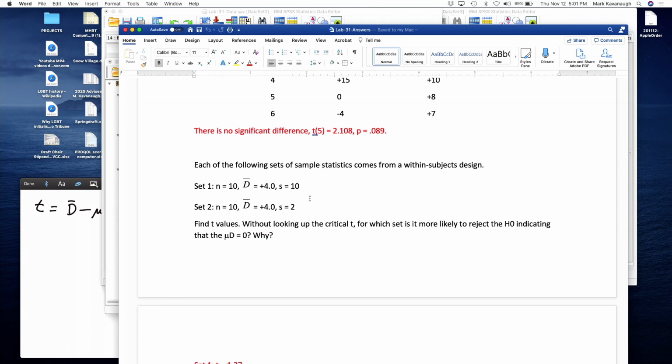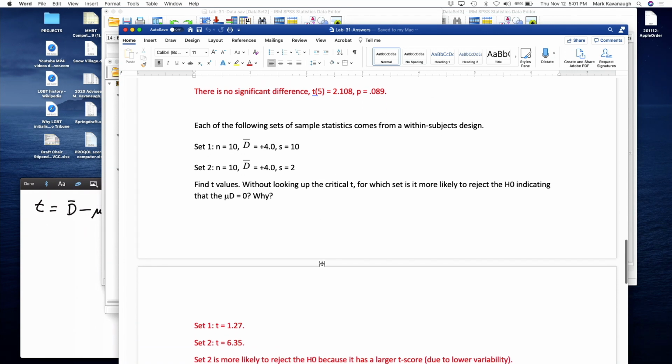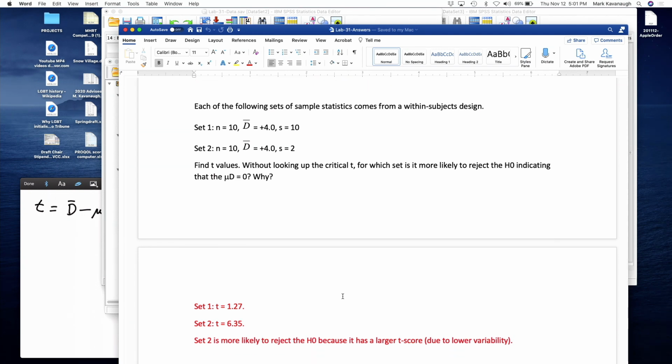And I just want to point out for critical thinking that N of 10 and the difference between the scores in that group is +4. N of 10 and the difference between those is +4. So they're the same in those regards, but the standard deviation is higher. There's much more variability in this group. So that group is less likely to reject the H0 because it has such high variability already.